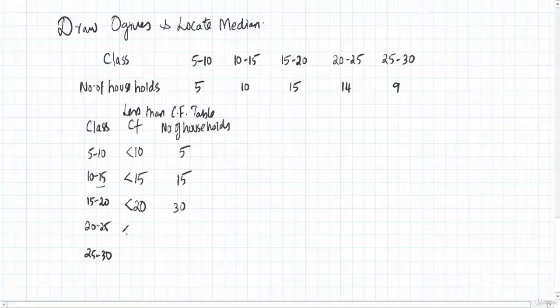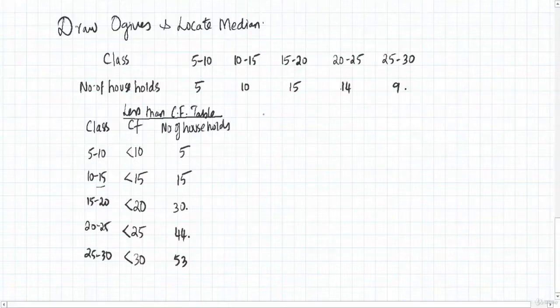How many households are less than 25? It is going to be this 30 plus 14, so it is 44. How many households are less than 30? It is going to be this 44 plus 9, it is 53. So in this way we have calculated the less than cumulative frequency table.